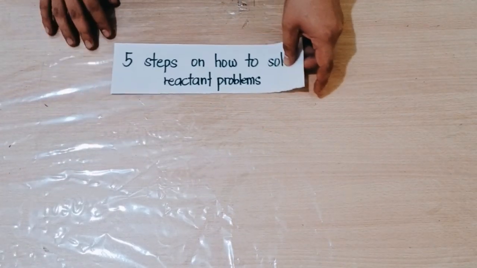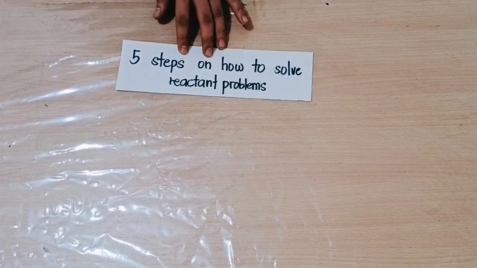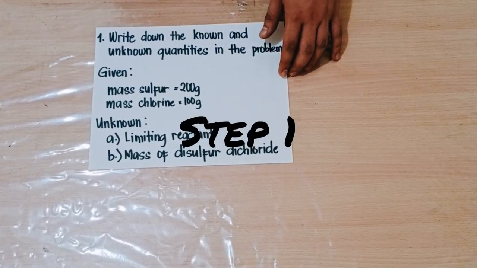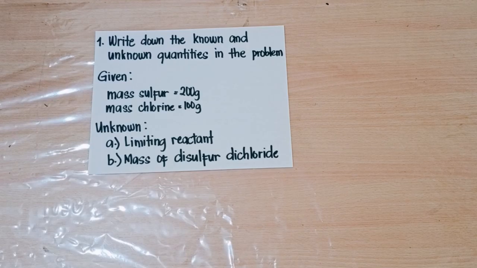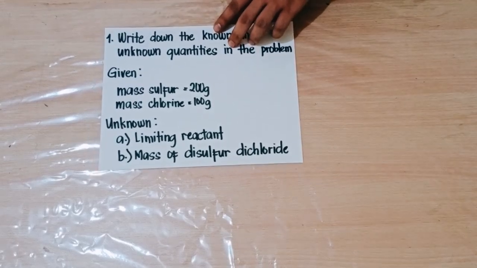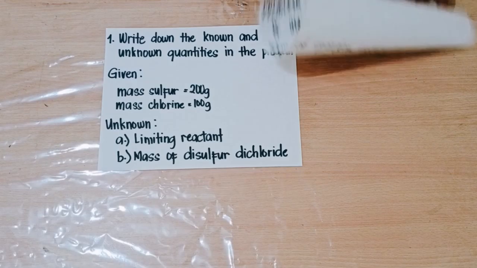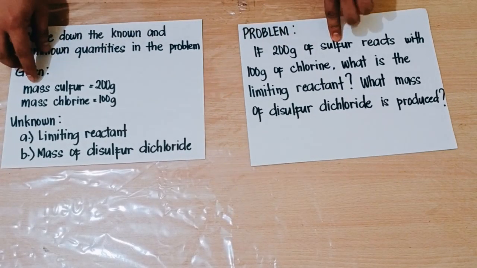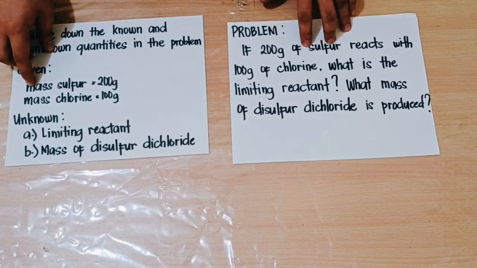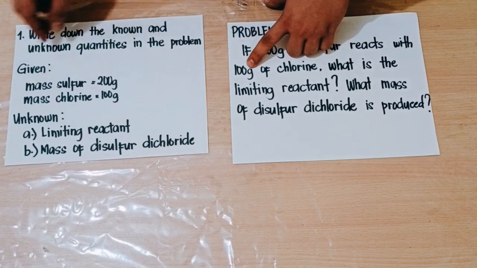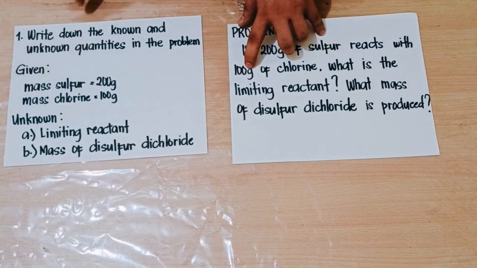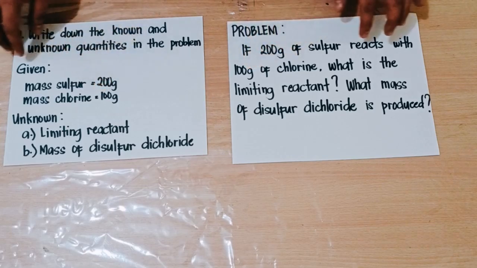So, to calculate this problem, we have 5 steps on how to solve reactant problems. So, what are the 5 steps? The first step will be: write down the known and unknown quantities in the problem. Again, write down the known and unknown quantities in the problem. So in the given problem, we have 200 grams of sulfur. So just write down as a given, we have 200 grams of sulfur. While chlorine, we have the mass of chlorine, 100 grams of chlorine. So these are the givens.